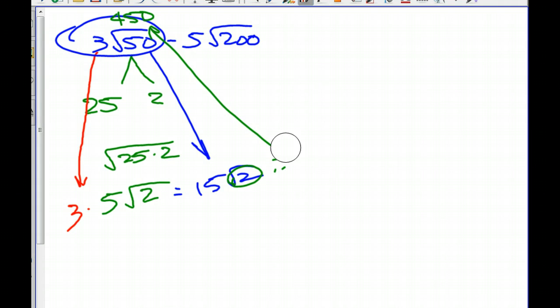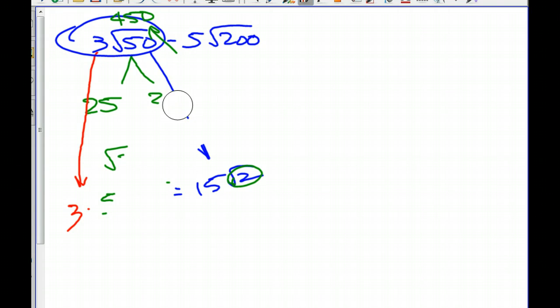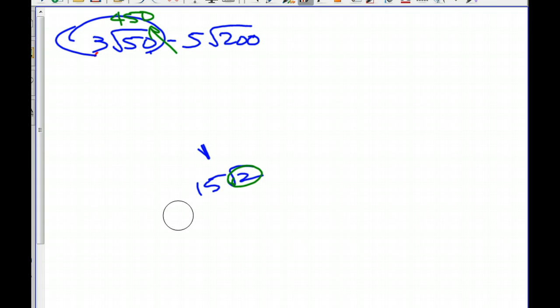All right, so I've got 15 square root of 2 there, when 3 times the square root of 50 is simplified. Doesn't really look like it's very simplified, but what I'm trying to do is get my radical as small as I can. Actually, what I'm trying to do is get my radicals the same so I can actually subtract. So let's get rid of some of this mess here.